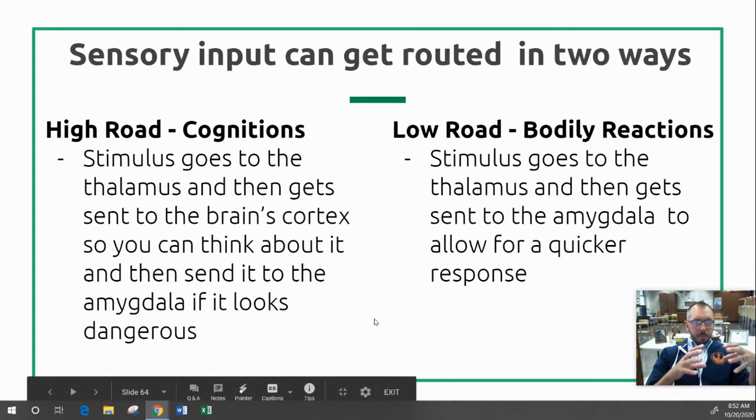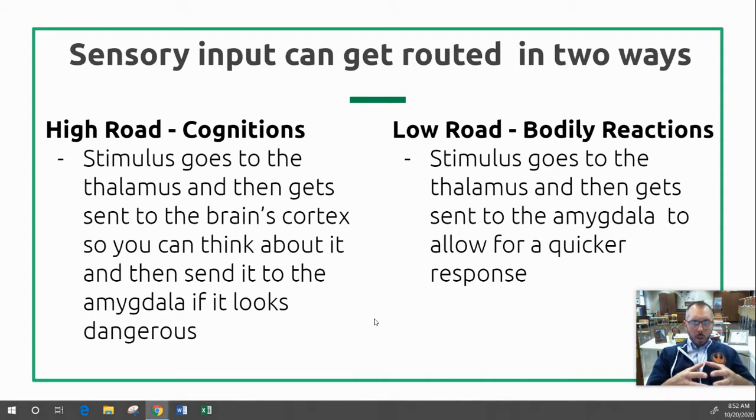Okay. The last two things we have to understand is the sensory input can get routed two ways. Remember, like I said, it can go to your amygdala immediately, or it can go to your cerebral cortex. We call the high road the cognitions part, where the stimulus goes to the thalamus and then goes to the brain's cortex. That's the high road. It's going to have you thought about it. It's higher on the brain, actually, physically. So that's when you're going to think about it. Then it might send it to the amygdala if you need to get angry. But it's going to go through that cerebral cortex first.